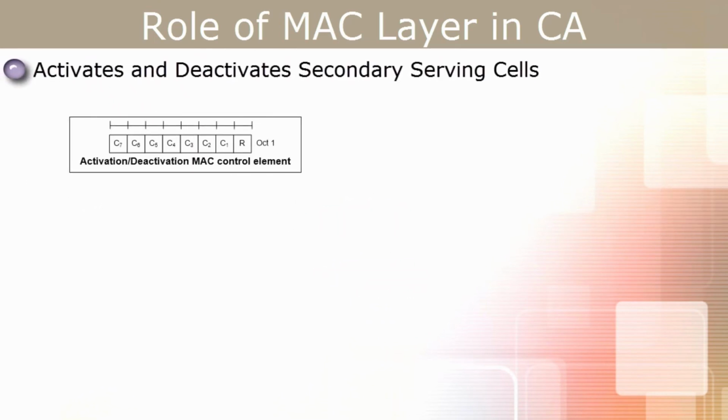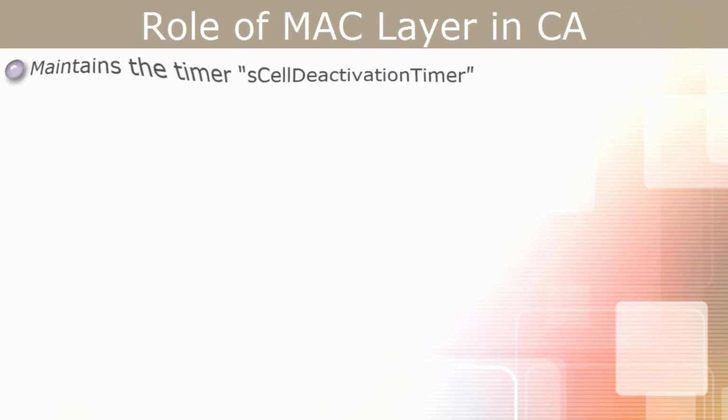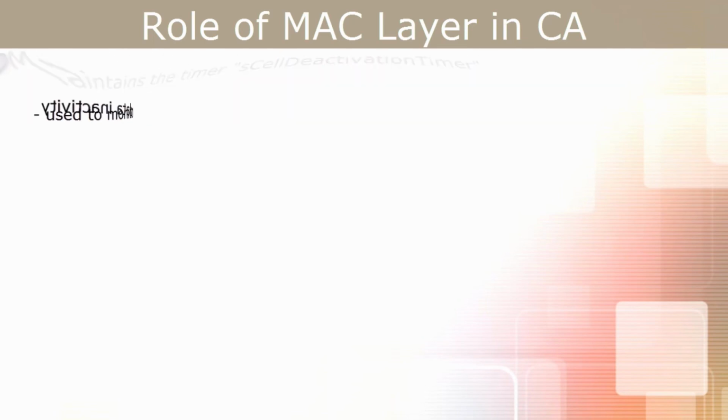A secondary cell is always in deactivated state after addition and after a handover. A MAC control element is used by eNodeB to activate and deactivate the secondary cell. The MAC entity maintains a timer, the SCell deactivation timer, per configured secondary cell and deactivates the associated secondary cell upon its expiry. This timer is used to monitor data inactivity. This timer is optional and is configured by the RRC layer of eNodeB.